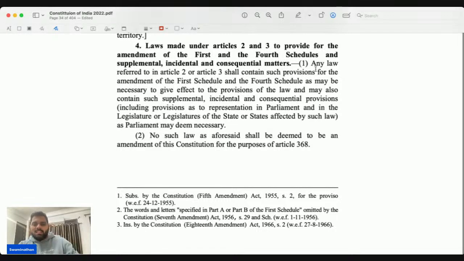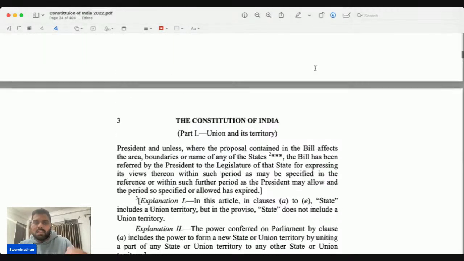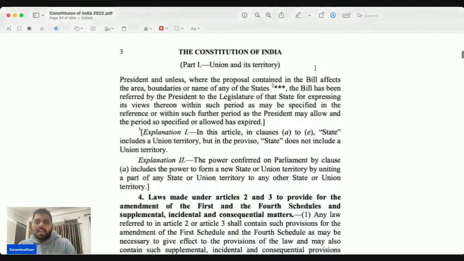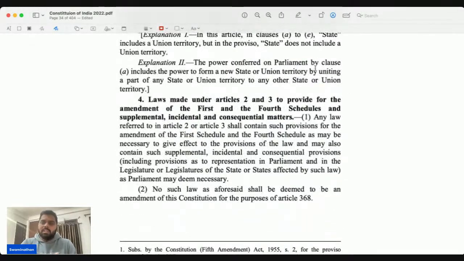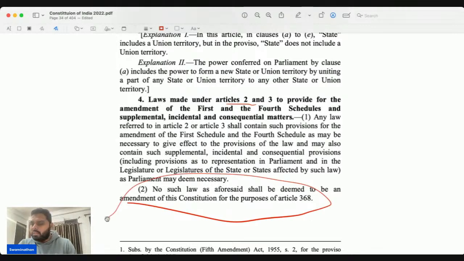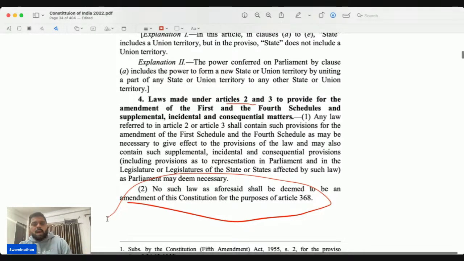So if anything is getting changed in the constitution, that amounts to amendment. But as we all know, amendment under Article 368 requires a special majority. But now this act, as already discussed, is getting passed by the simple majority. Then how is it possible? Because it has been explicitly exempted that anything done under Article 2 and 3 will have necessary changes in Schedule 1 and 4, but this will not be deemed an amendment for the purpose of Article 368, so that it can be done even without the special majority, right? So this is a nutshell of part 1 of the Constitution.